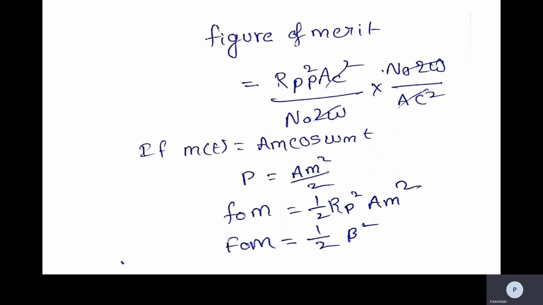To calculate the figure of merit, we have to substitute the 4 parameters: input signal power, input noise power, output signal power, output noise power. By substituting all these values, and here I'm representing M of T as AM cos omega MT, so power is equal to AM square by 2. The figure of merit can be written as half R P square AM square, and RPM can be written as beta. So half beta square. That is the figure of merit of a PM signal.